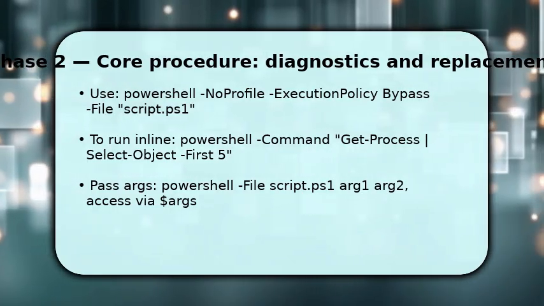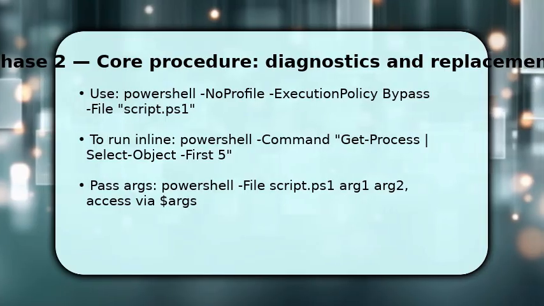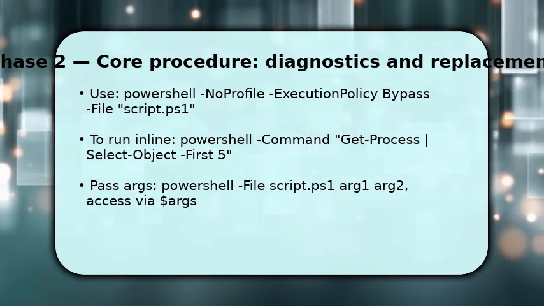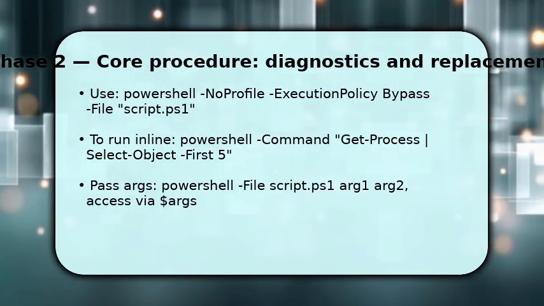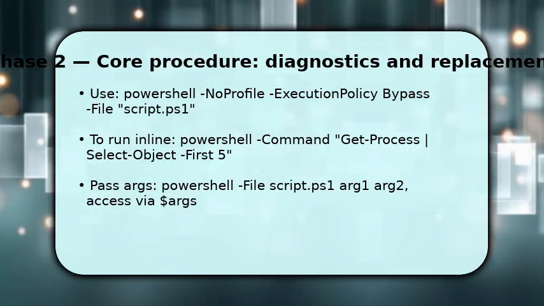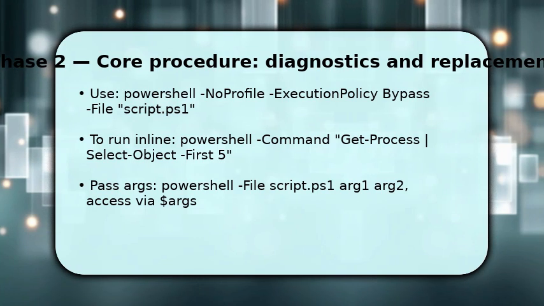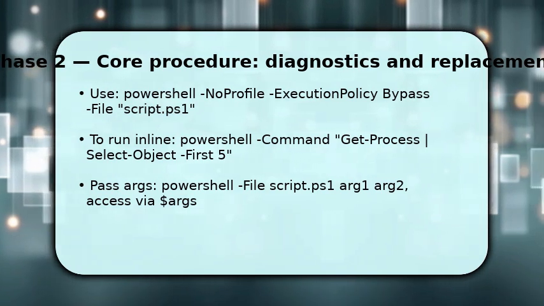For one-liners, -Command is faster. For example: powershell -Command "Get-Process | Select-Object -First 5". When you pass arguments to a script, append them after -File and read them inside the script with $args or param. That keeps automation predictable.